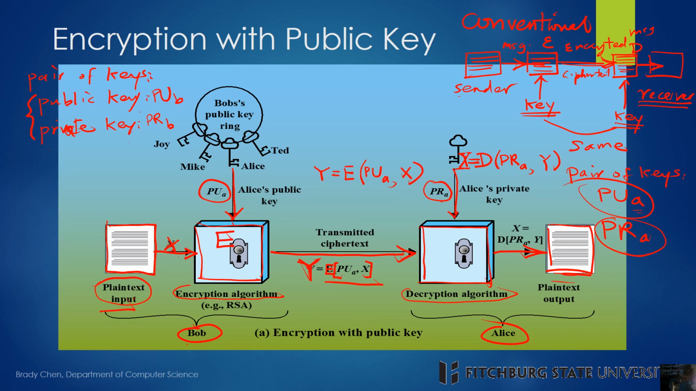So here, Bob used Alice's public key to encrypt the message and send it to Alice. Now, hopefully, no one can decrypt the message Y. No one can decrypt Y except Alice, because Alice has her own private key. If you want to decrypt the message, you have to get Alice's private key.